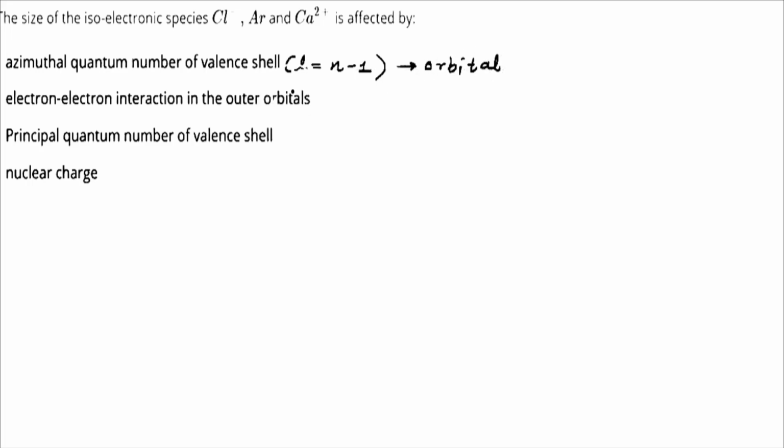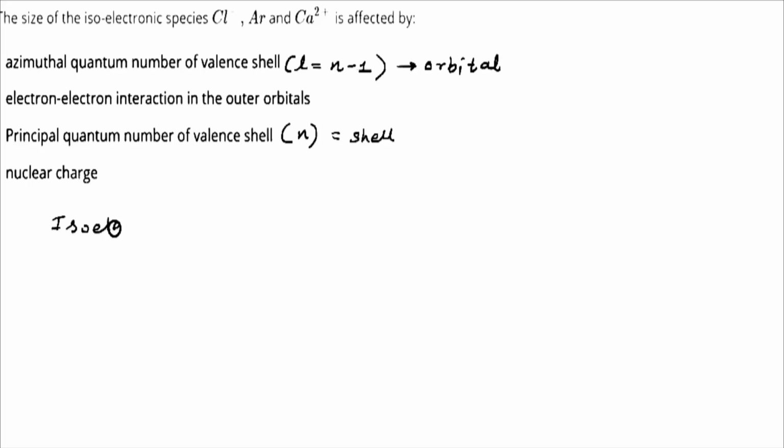Yes. Now, the second option says its electron interaction in the outer orbitals. The third option says its principal quantum number of the valence shell, that is indicated by n itself, which indicates the shell, and the nuclear charge is the last option. Well, the size of the isoelectronic species.